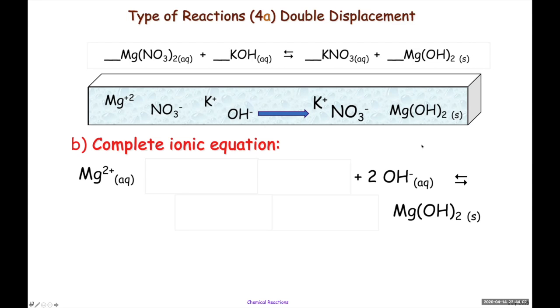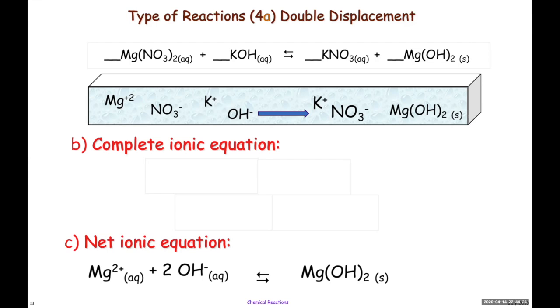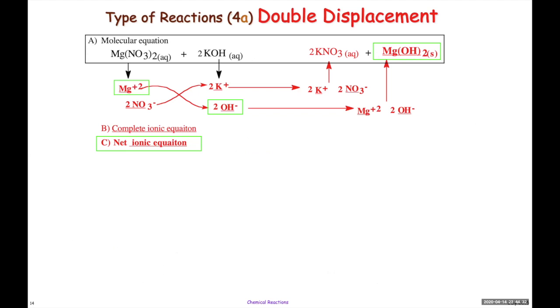So those chemicals, after you remove the spectators, represent your net ionic equation. It's the chemical species that is responsible for the product that forms. So that's your net ionic equation. Hopefully that visual makes it easier for you to understand the different types of equations.